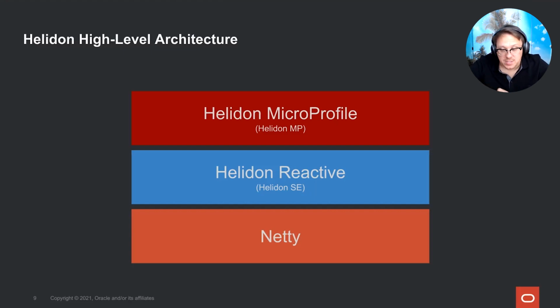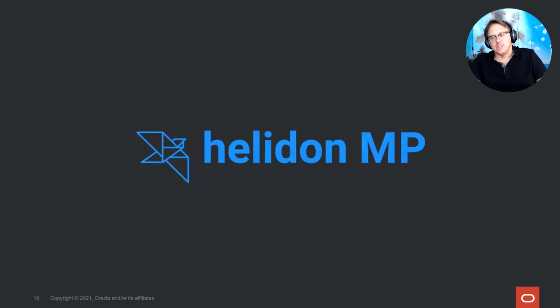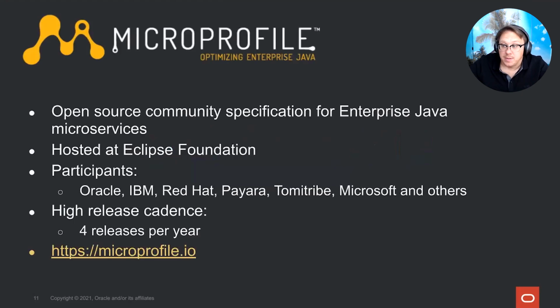So in our previous talk on Dev Live, together with Alex Selvich earlier this year, we covered Helidon MP, but I will give a small overview for somebody who missed that talk, and just say what it stands for. Helidon MP stands for MicroProfile. And what is MicroProfile? MicroProfile is an open source community specification for Java microservices.